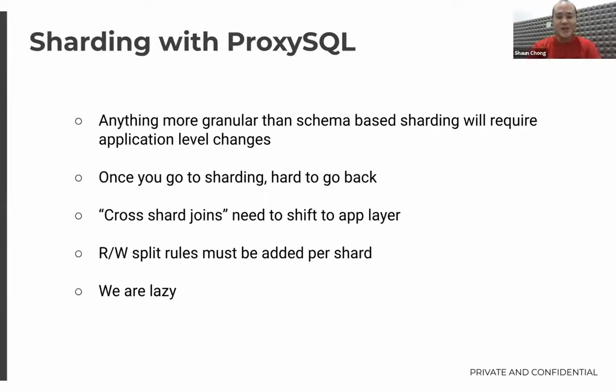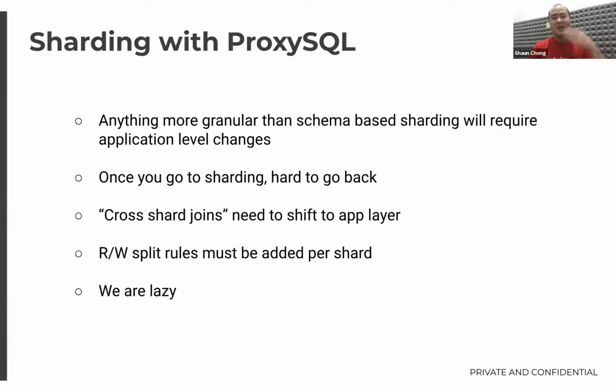Anything more granular than schema-based sharding will require application level changes. And once you go to sharding, it's honestly very, very hard to go back, right? And once your data gets distributed across nodes, remember you can't do your joins anymore. So all these so-called cross-shard joins need to be shifted to the app layer.